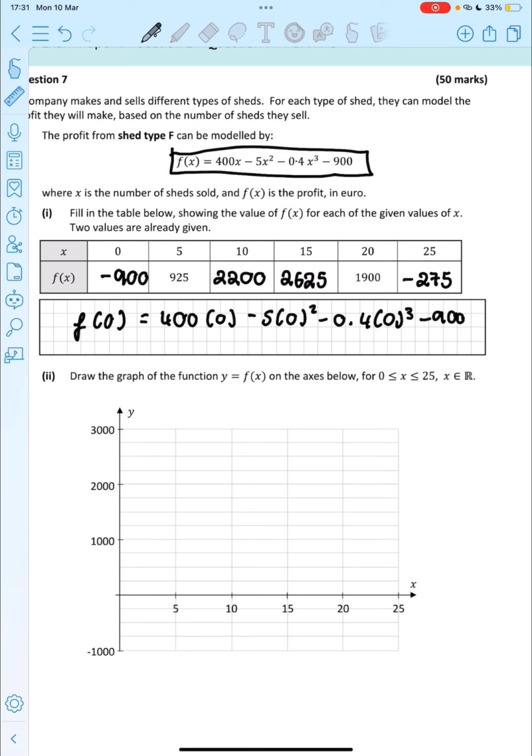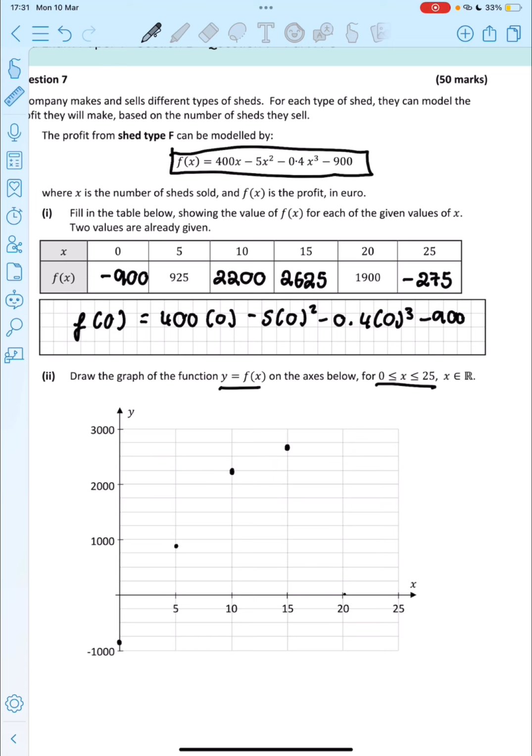Then we're asked to draw a graph for the function f(x) on the axis below for x's between 0 and 25. So for 0, we know that we're going to start around minus 900, so I'm just going to write a dot there. Then for 5, we're up at 925. Again, this doesn't have to be the most accurate in the world. 10, 2,200, it's around there. 15, 2,000 is here. So around somewhere there, I'd say.